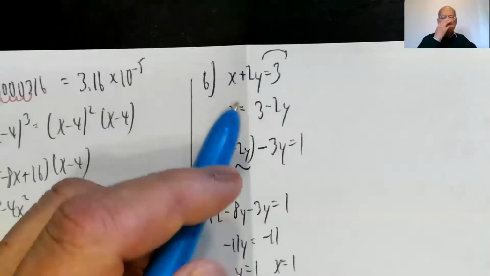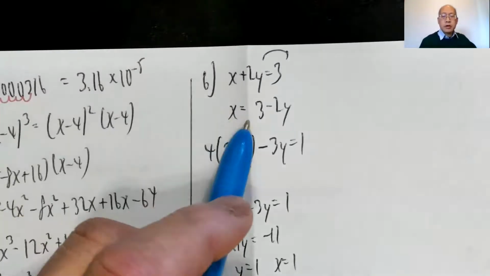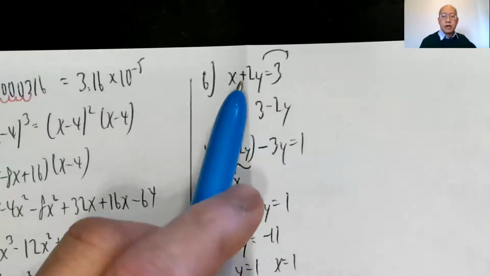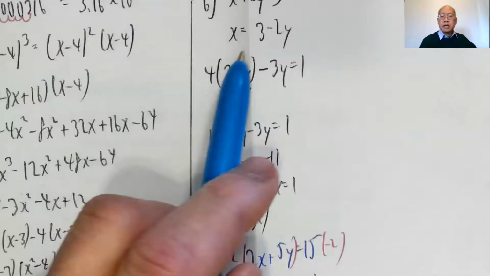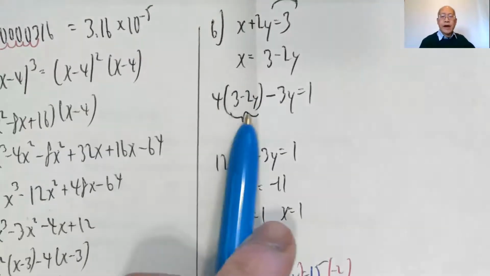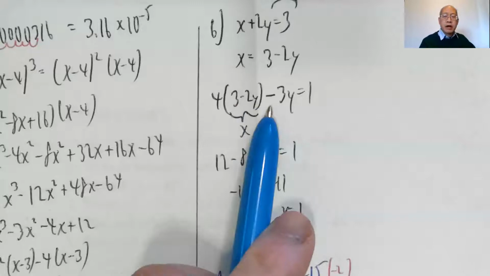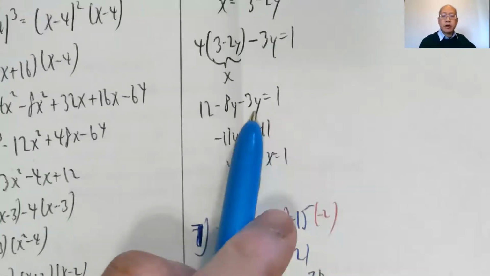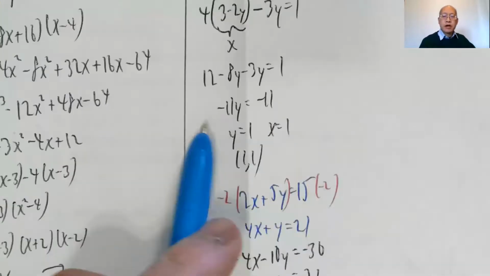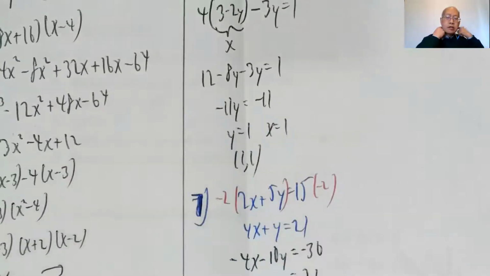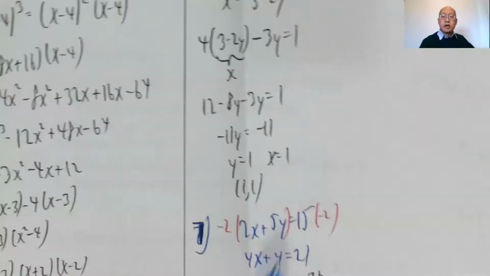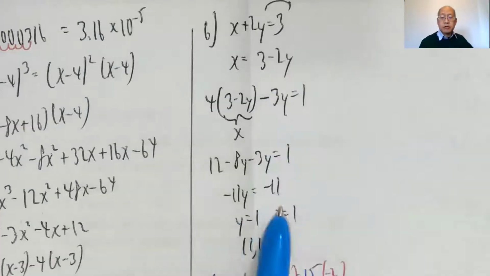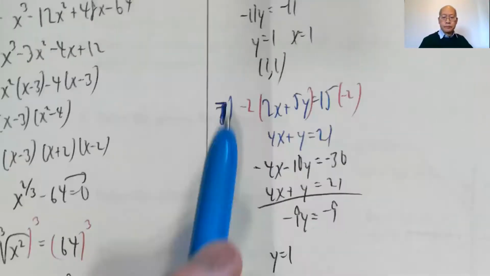Number 6, do by substitution. So x is equal to 3 minus 2y. If I subtract 2y there, and then plug that into the second equation that says 4x, this is x, minus 3y equals 1. Distribute 12 minus 8y minus 3y equals 1. Subtract 12, negative 11y equals negative 11. Divide by negative 11, y is 1. Plug back into here, x is also 1. So the point is 1, 1.